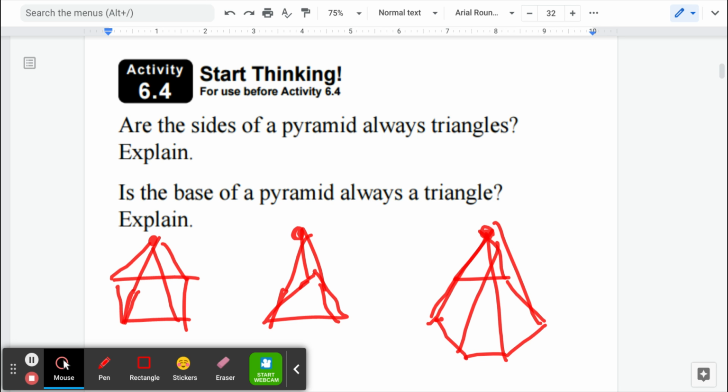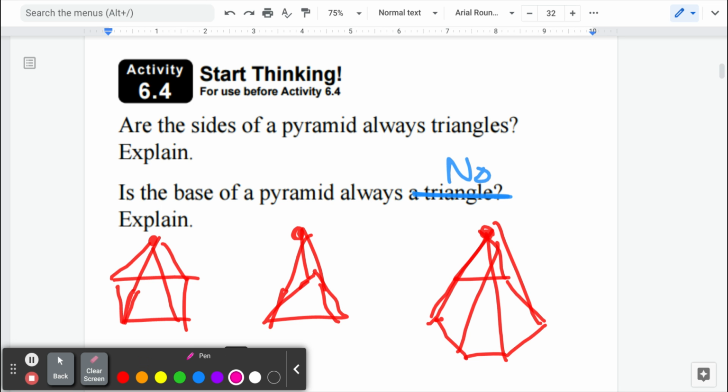So when I look at some examples here, my bases in these examples are a square, a triangle, and a hexagon. So when I look at the bases, no, the base is not always a triangle here. Okay, so again, the base is not always a triangle. That would be a no. It could be any shape. But what about the sides?